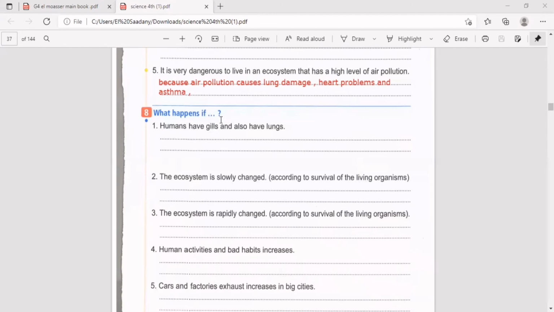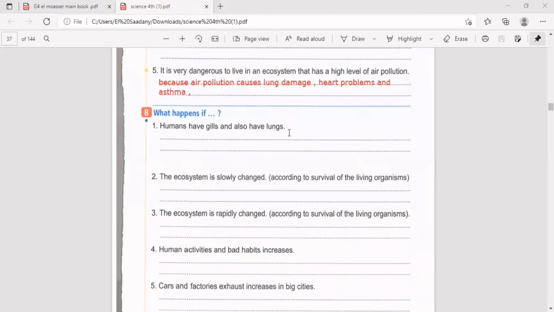What happens if, for example, humans have gills and also have lungs? So what do you think, guys? In this question, you probably use your imagination. Just think. Not all of these questions or situations are true, but think: what if this is true? What if humans have gills and also have lungs?